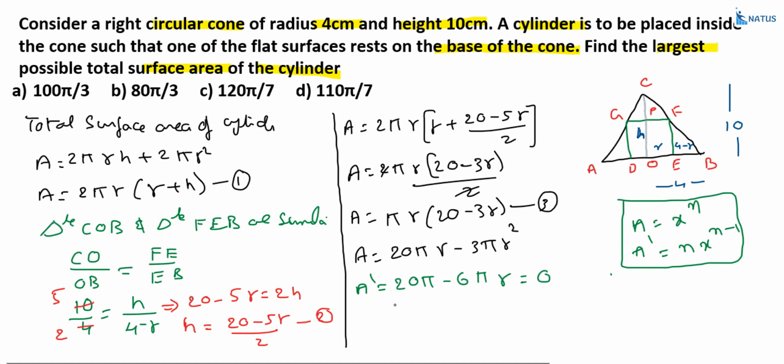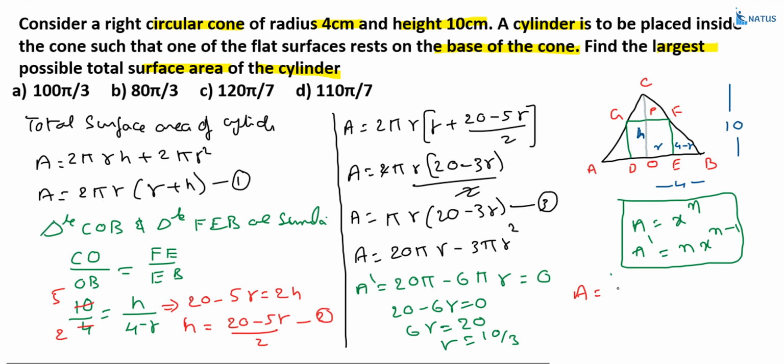So pi gets cancelled, and next 20 minus 6r is equal to 0. 6r is equal to 20, and what is the value of r? That is equal to 10 by 3. Now if you substitute this value of r in this equation, then you will get the value of total maximum surface area.